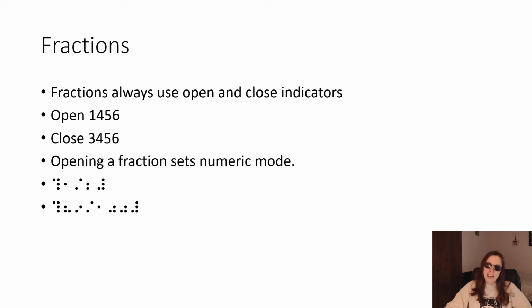So open fraction indicator, the number 1, which is Braille dot 2, the fraction line, dots 3, 4, the number 2, dots 2, 3, and then the close fraction indicator, dots 3, 4, 5, 6, lets us know that we're done with the fraction. So that's the fraction 1/2. I have another example here, which says 89 over 100, written as a fraction. Again, you see there's that open indicator at the beginning, the numerator, the fraction line, the denominator of 100, and the fraction close indicator.